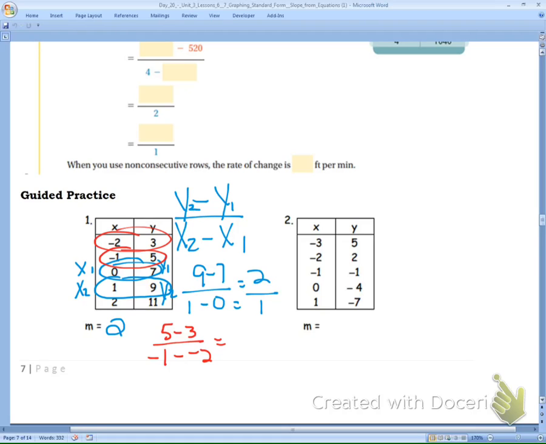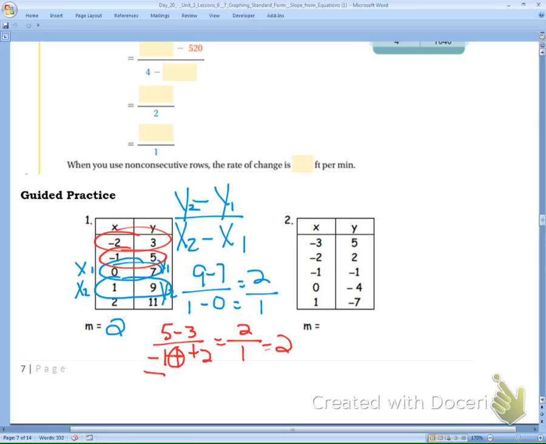So 5 minus 3 is our numerator. That equals 2. And on the denominator we have 1 minus negative 2. Well, remember, whenever you subtract integers you have to keep change. So we have a negative 1 plus a positive 2. Those are opposite signs, so you have to subtract. 2 minus 1 is 1, and the bigger sign wins, so it stays positive. 2 over 1 is still 2. Alright, so it doesn't matter which 2 points, and they don't even have to be right next to one another. You should always get the same slope.